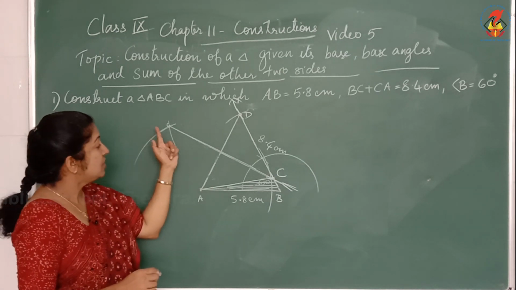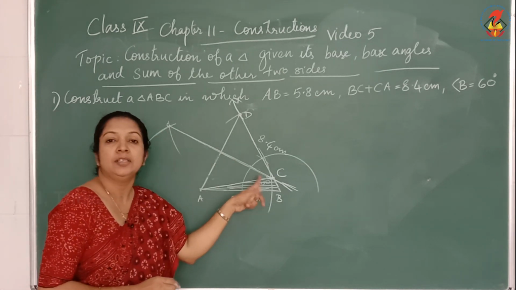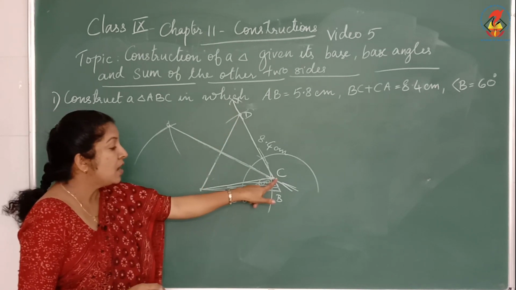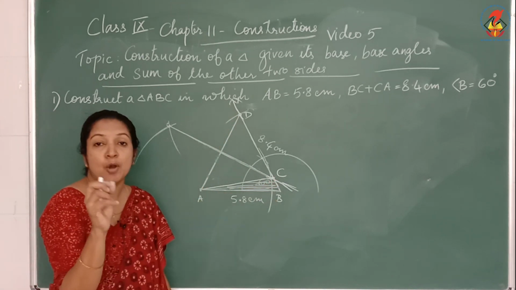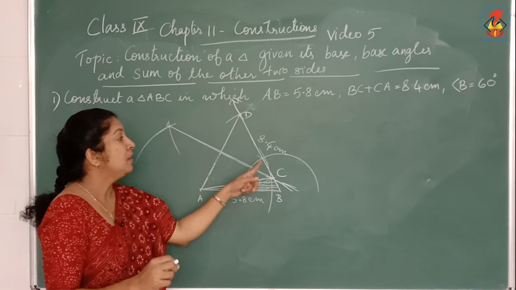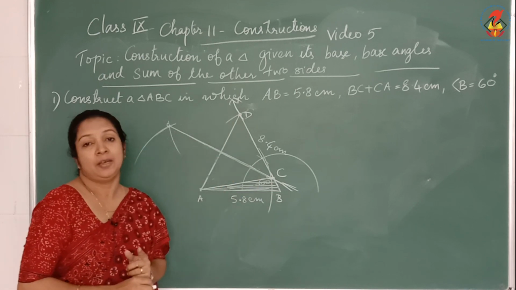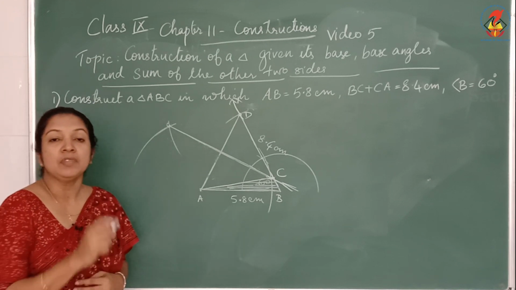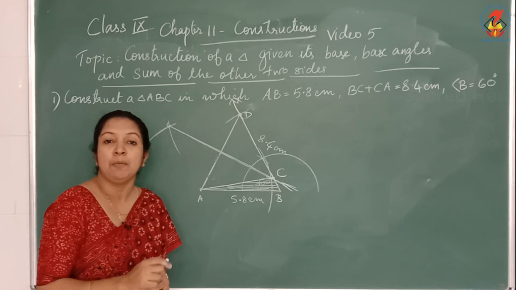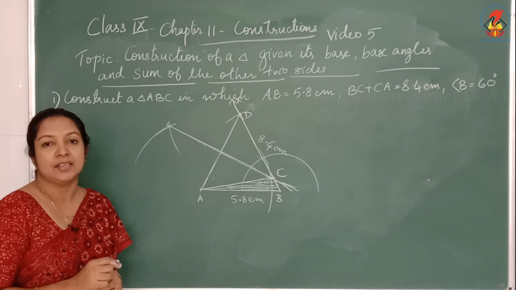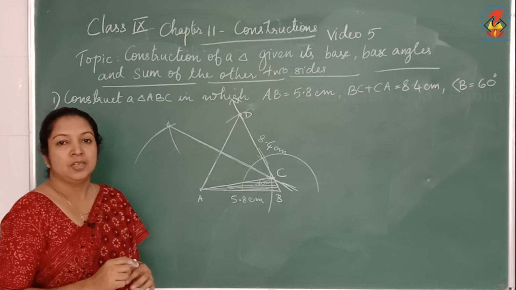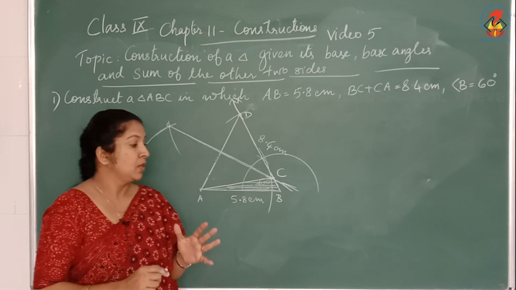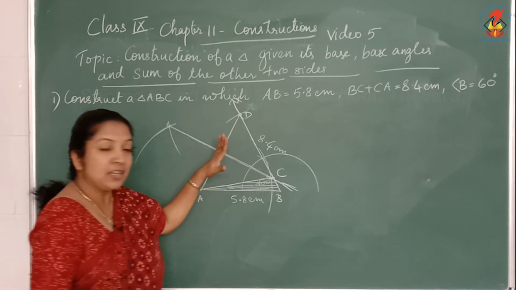Next what we have done is we have drawn the perpendicular bisector of AD. And we have marked C, which is the point where this perpendicular bisector intersects BD. And join A and C. Triangle ABC is the required triangle. So you have to write the steps of construction also. So I'll explain this once again.